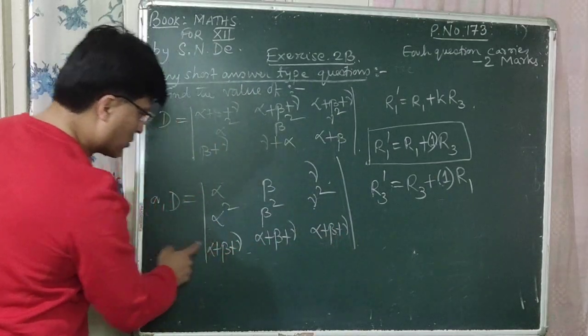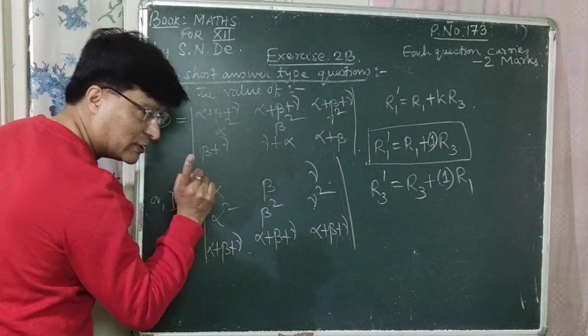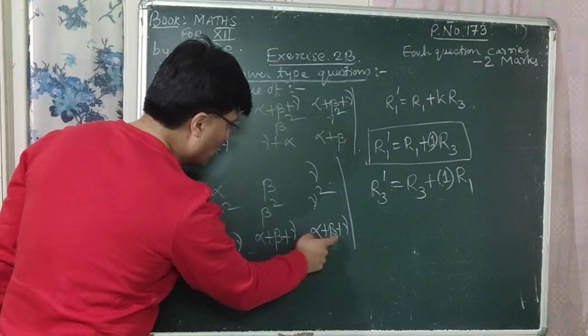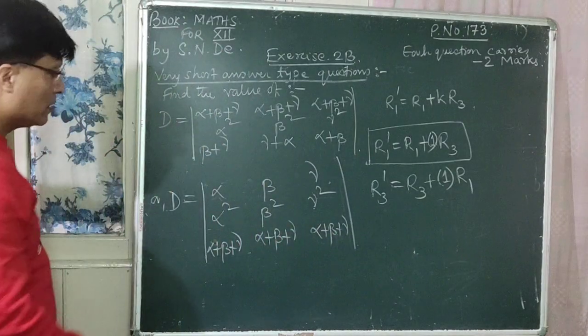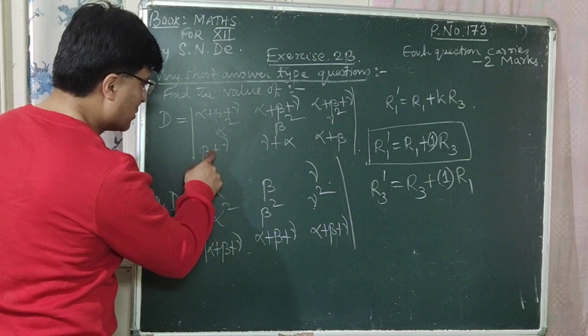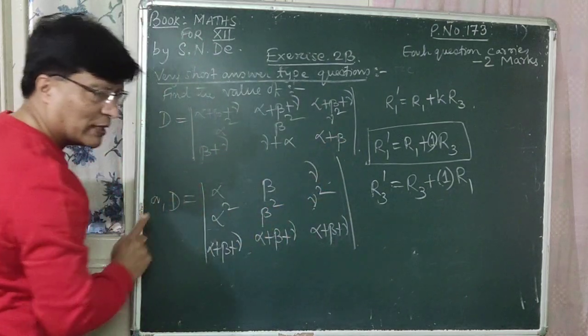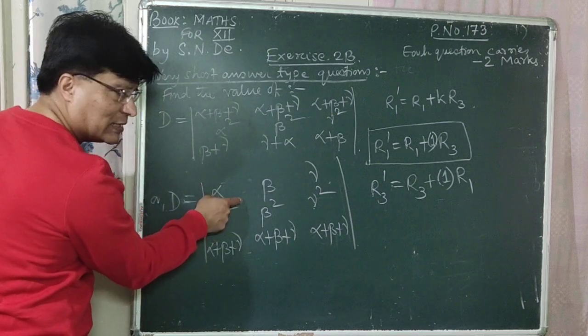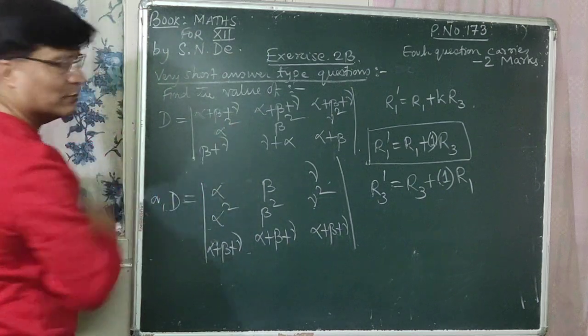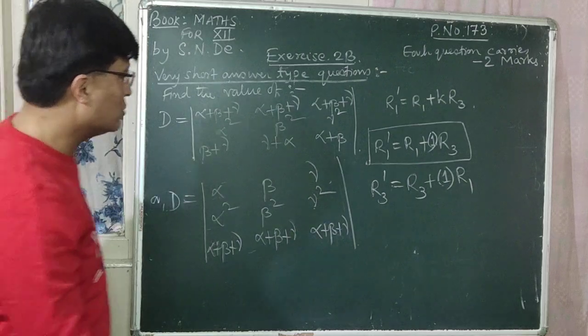So which property is easier? Is it R1 dash or R3 dash? If we use R1 dash, we have here alpha plus beta plus gamma. Same elements are there in the first row. So here, this is beta plus gamma, gamma plus alpha, alpha plus beta. So you can take common here alpha plus beta plus gamma, 1, 1, 1, then these expressions are there, right?